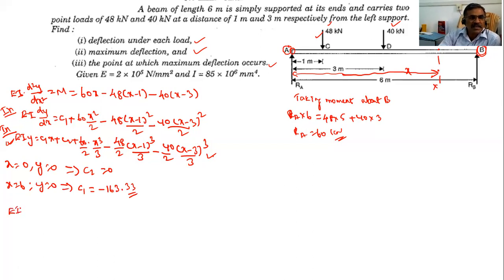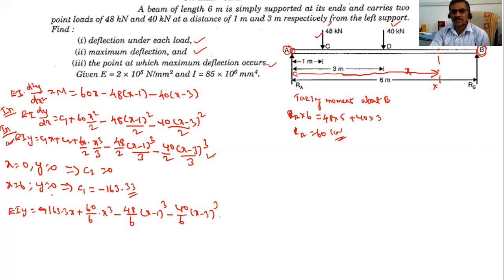You will get EI y is equal to C1, C1 we know it is minus 163.3 x, C2 is equal to 0, plus 60 by 6 x cube minus 48 by 6 (x minus 1) cube minus 40 by 6 (x minus 3) the whole cube. So this will be the equation.